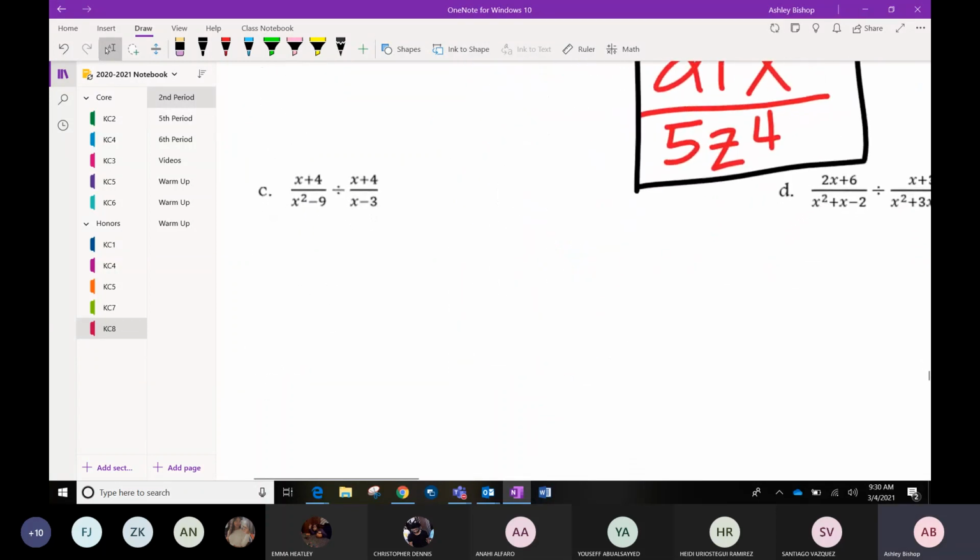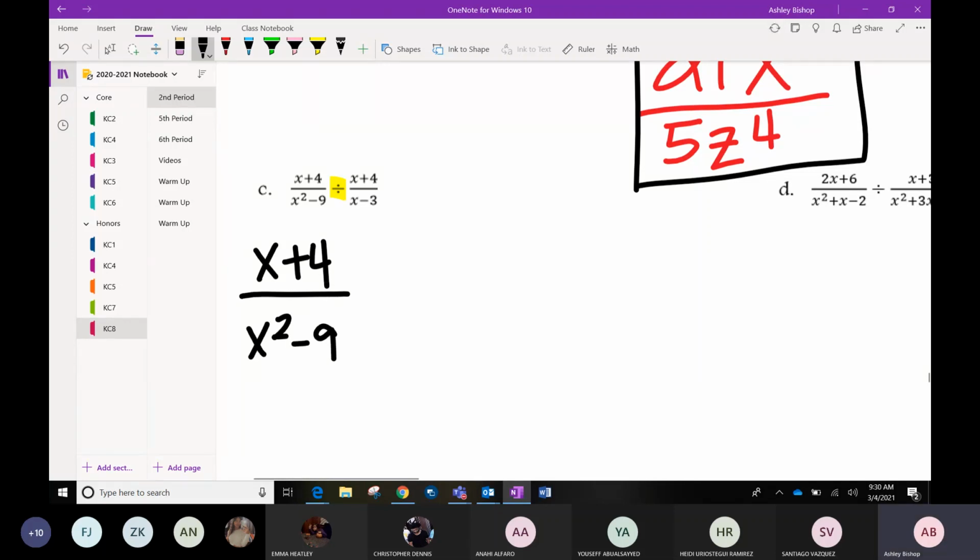Alrighty, let's do this problem right here, problem C. Again, I see division, and I'm like, okay, I need to keep the first fraction, x plus 4 over x squared minus 9. I'm going to change the division to multiply. And I'm going to flip my second fraction. So flip that second fraction. The x minus 3 is going to go on top, and the x plus 4 goes on bottom.